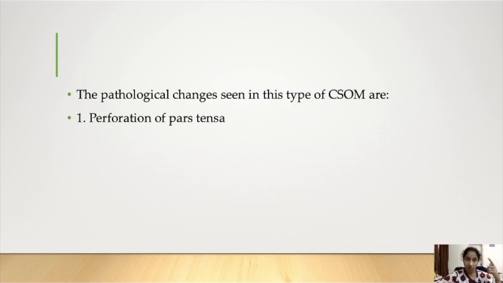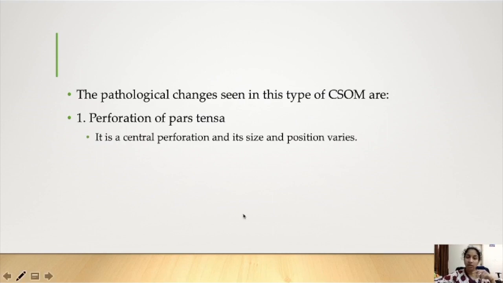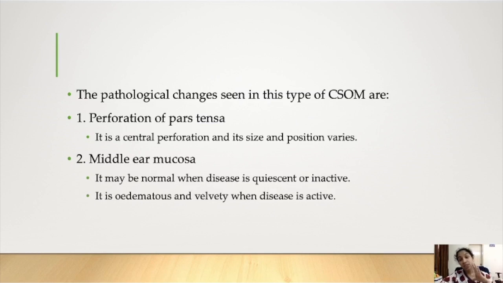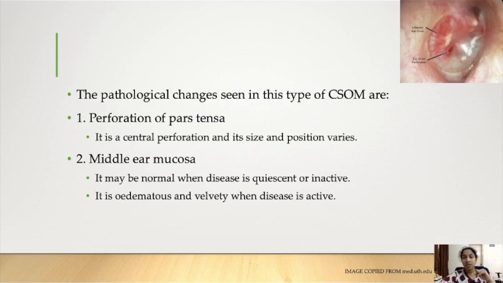Pars tensa, right, that lower portion, and it is a central perforation, and its size and position vary. Middle ear mucosa may be normal when the disease is inactive or quiescent. It is edematous and velvety when the disease is active, and that can be seen only if the perforation is big in size.